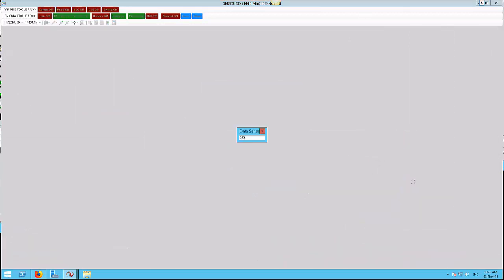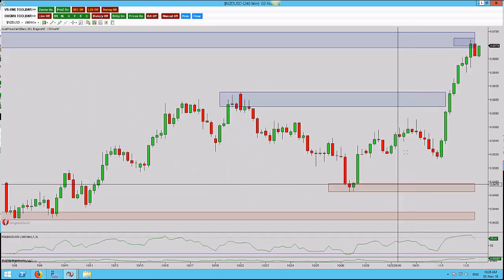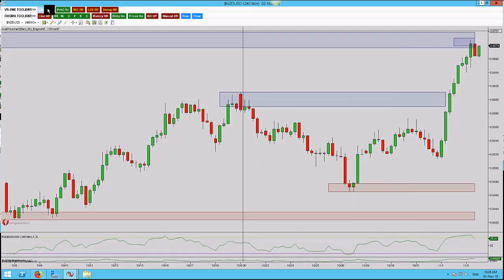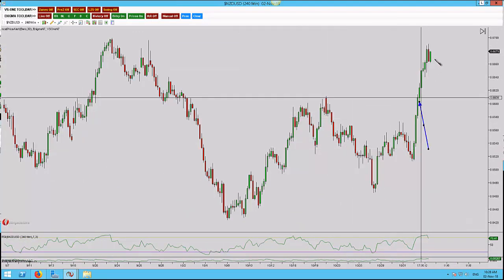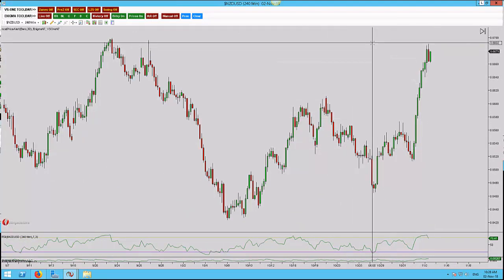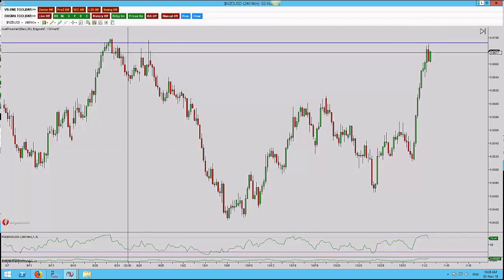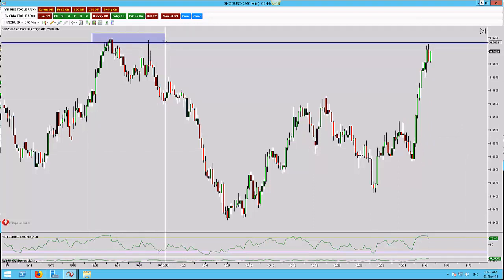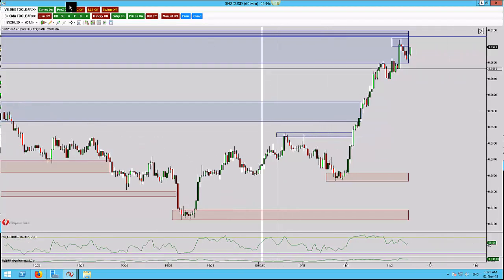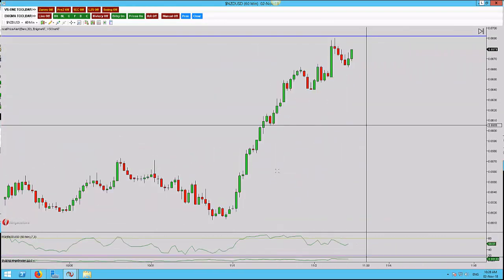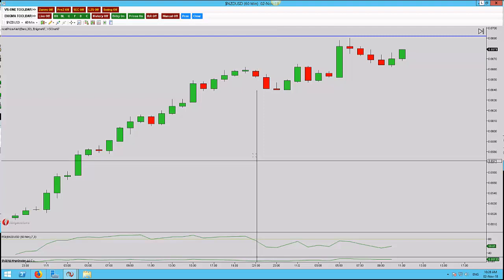Let's delete all that off and look at the 240. Here on the 240, we've had a lovely bullish run here, coming up to the structure levels up here. This level, let's have a look at the 60. And here on the 60, you can actually see the trade that I entered.